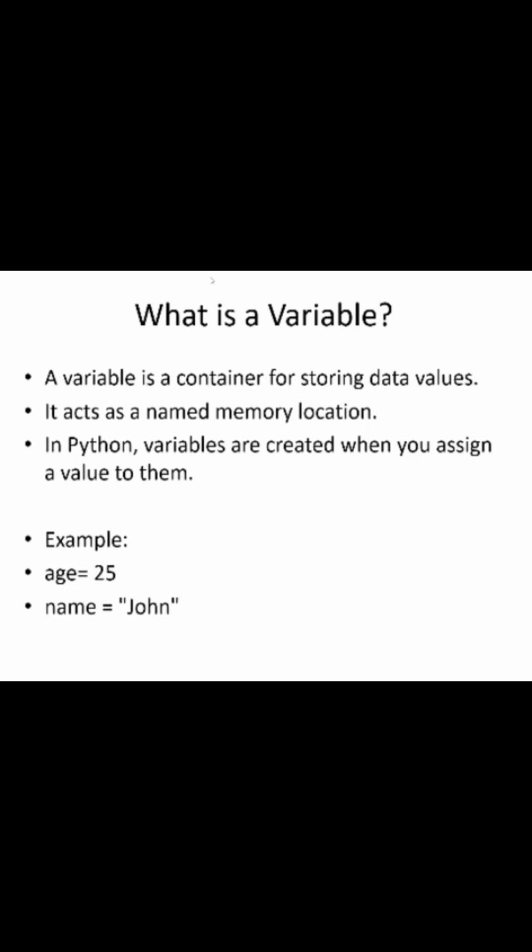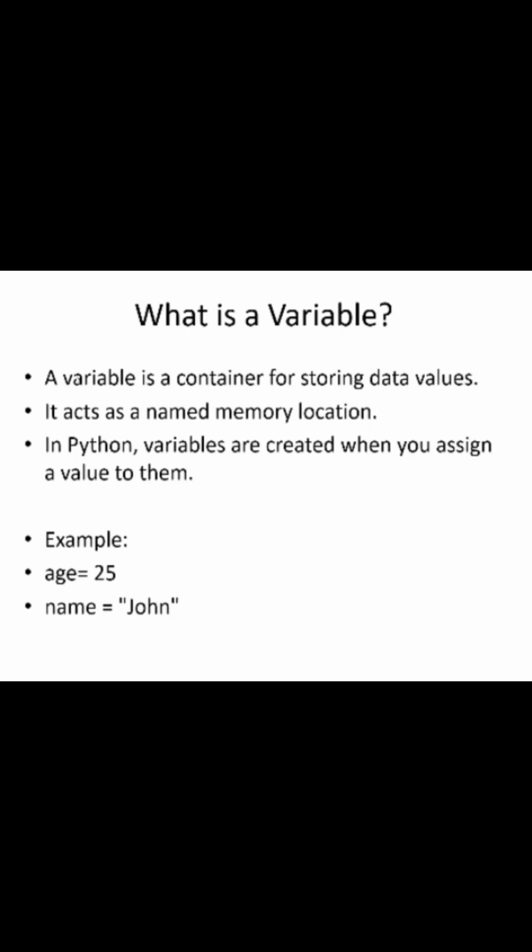A variable is a container for storing data values. It acts as a named memory location. In Python, variables are created when you assign a value to them. Variables act as placeholders for data. They allow us to store and reuse values in our program. The type of variable is inferred based on the value assigned.